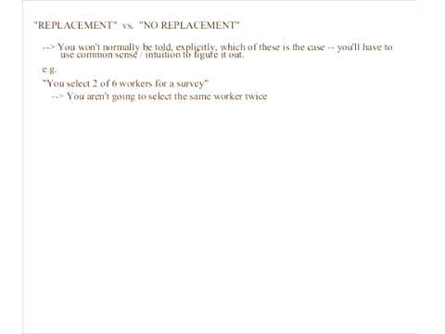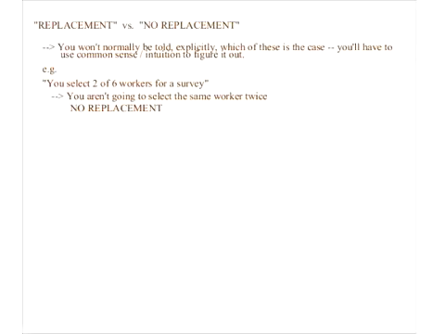All right, so for example, if you select 2 of 6 workers for a survey, you're definitely not going to select the same worker twice. So that's no replacement. Even if they don't tell you that, you're expected to figure that out.